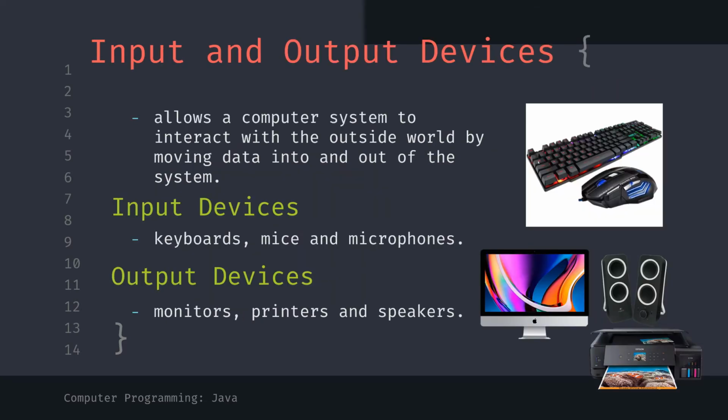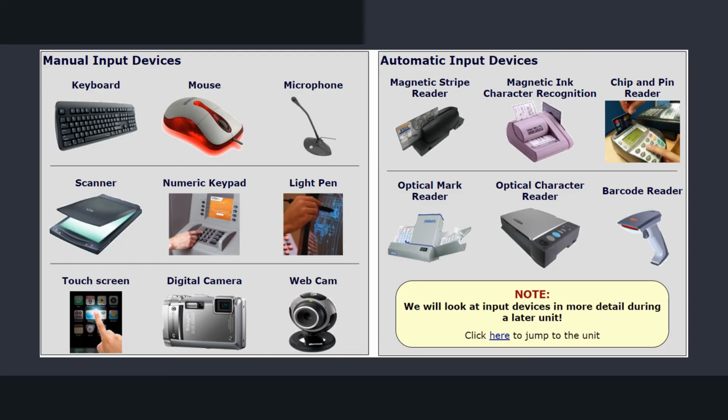Let's go now with the input and output devices. These allow a computer system to interact with the outside world by moving data into and out of the system. The input devices are composed of keyboards, mice, and microphones, while output devices are composed of monitors, printers, and speakers. These are examples of input devices.